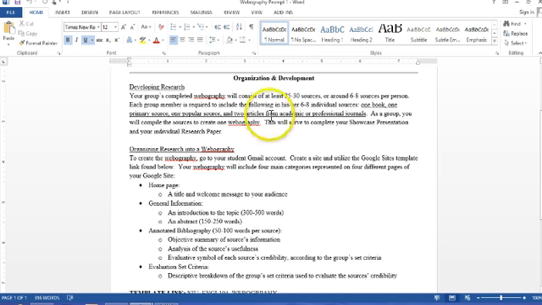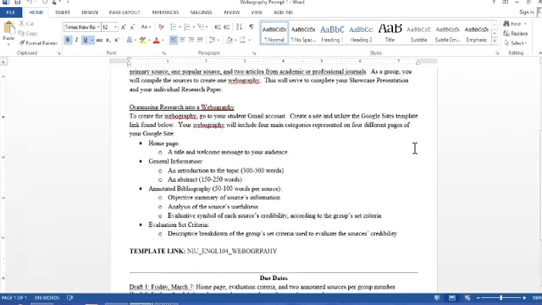Okay, so as a group, you will compile these sources to create 1 webography. This will serve to complete your showcase presentation and your individual research paper. So I really want to stress to you that this is important. You're going to be doing this research for the next 9 weeks. Your actual presentation is on March 31st, and then your research paper is at the end. So you really want to be putting in a lot of the time and legwork now so that it'll pay off in the end. So that's how you're going to develop your research.